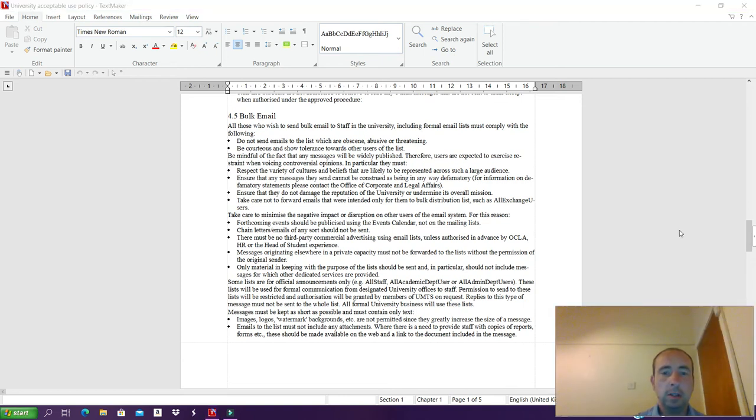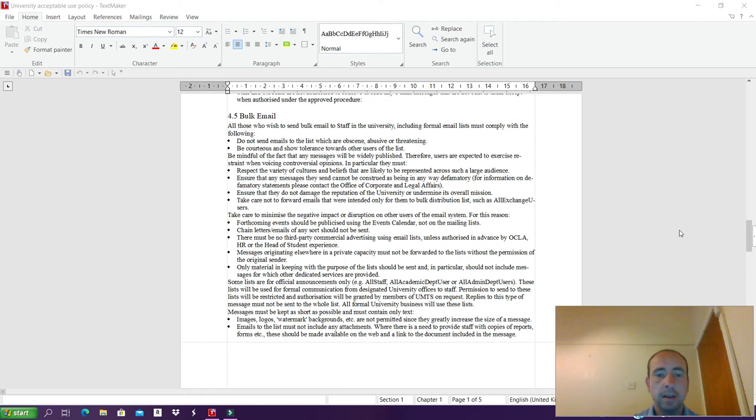4.5 Bulk email. All those who wish to send bulk email to staff in the university, including formal email lists, must comply with the following. Do not send email to the list which is obscene, abusive, or threatening. Be courteous and show tolerance towards other users of the list. Be mindful of the fact that any messages will be widely published. Therefore, users are expected to exercise restraint when voicing controversial opinions.